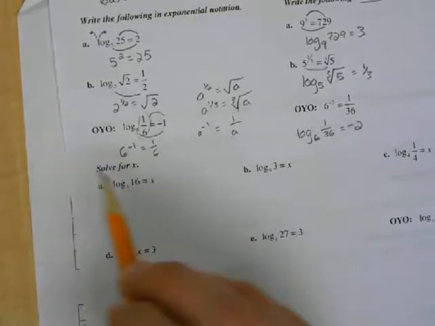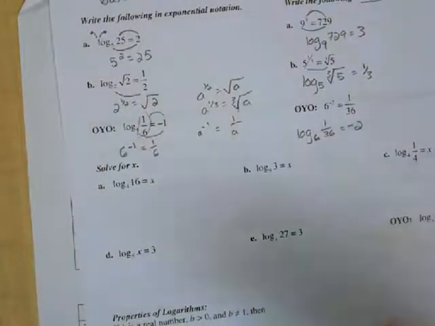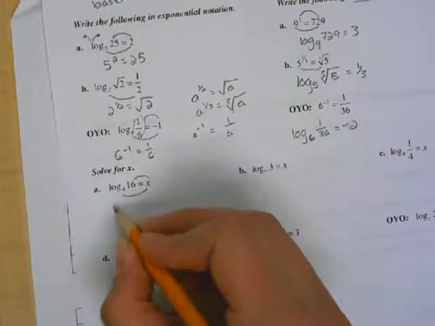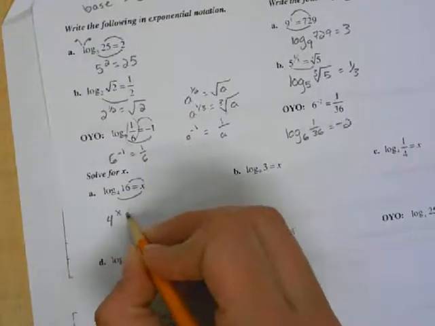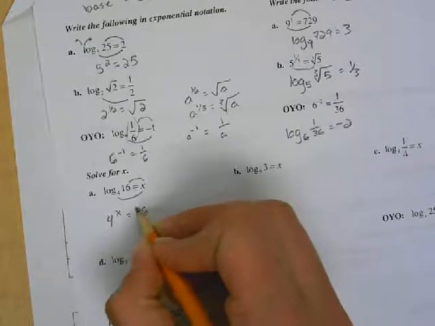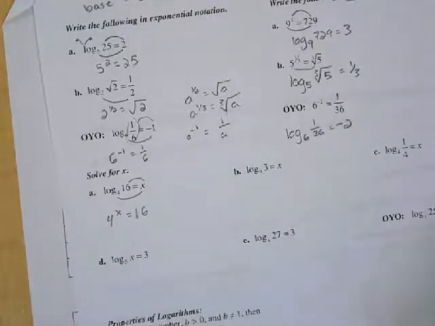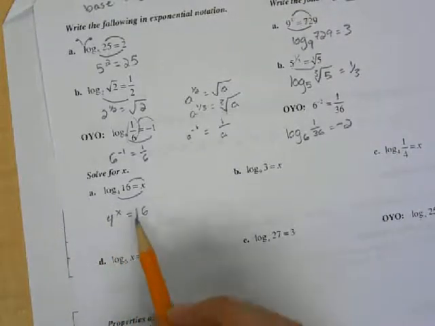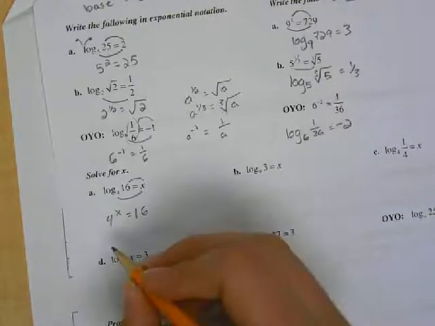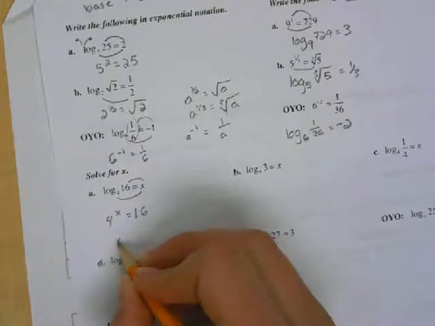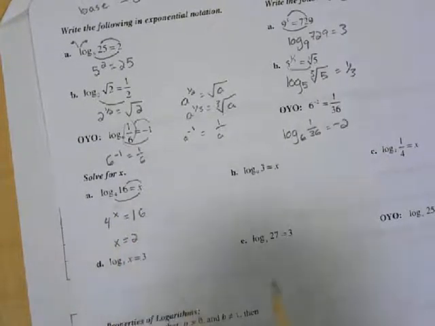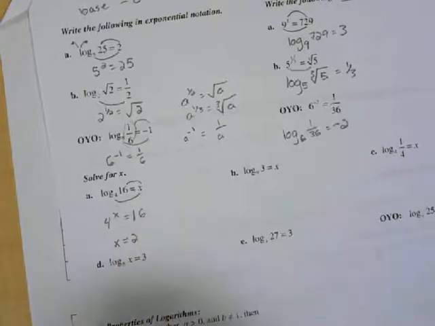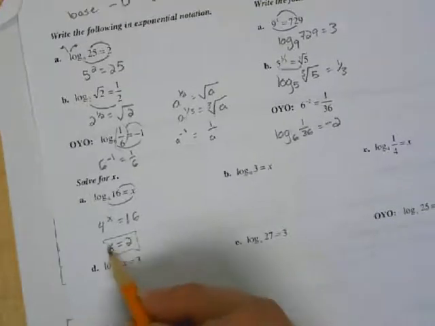So log base 4 of 16 equals x. We don't really know what that means, but if I change this to exponential form, what this says is 4 raised to the x is equal to 16. Now, I said we're not going to use calculators in this unit, so what we're going to do is mental math. 4 raised to what power gives me 16? Simple. 4 squared, right? So x has to be 2. Because if x was 2, then I would have 4 squared, which is equal to 16. That's true. So x is equal to 2, and that's all you're really doing.